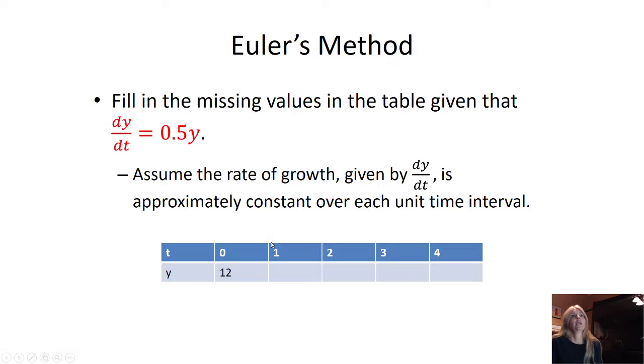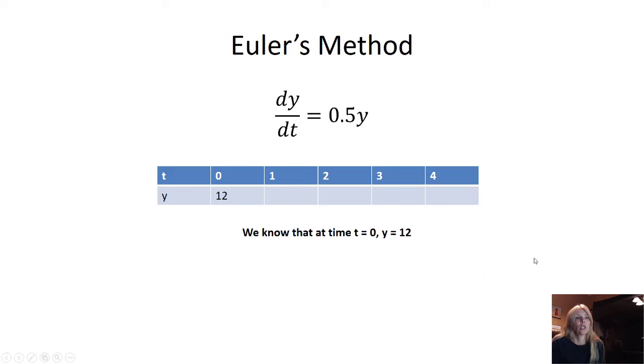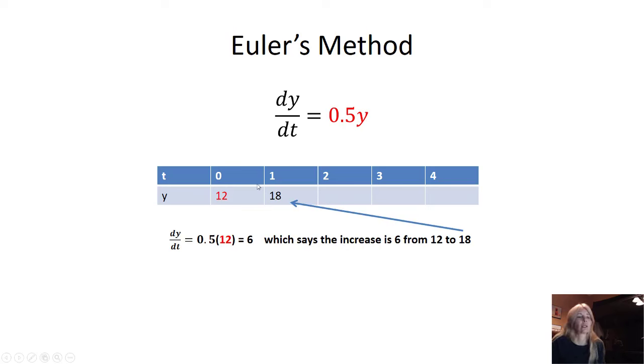All right, the last part is back to Euler's method. It says fill in the missing values in this table, given that I have a differential equation: dy/dt equals 50% of whatever y is. Assume the rate of growth is given by this, approximately constant. So in other words, we're not going to change my growth rate over time. I'm going to say at the beginning, that's my growth rate. We know at t equals 0, y equals 12. So I could put that one in. Then I update this. I plug in 12 where I see y.